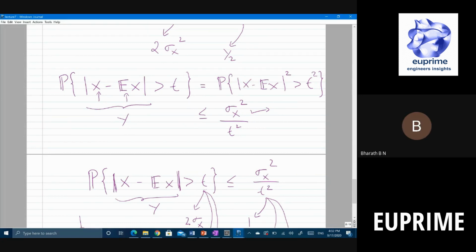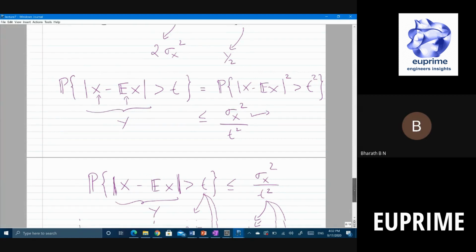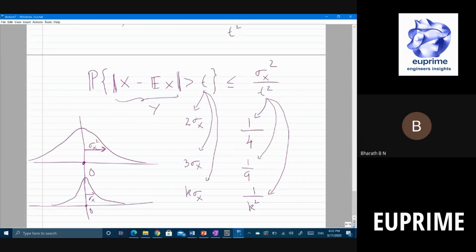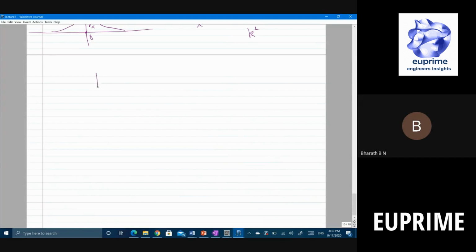For example, you could have used the fourth moment, third moment, fifth moment, and so on, right? One can generalize this also. So I can do the following: probability of |X − E[X]| greater than t. I can do the same thing, right? So probability of |X − E[X]|^k is greater than t^k.